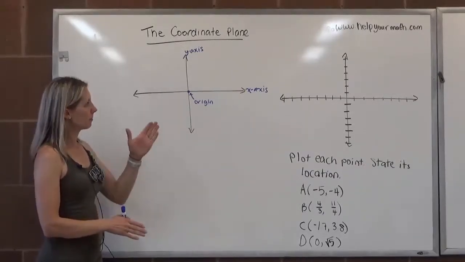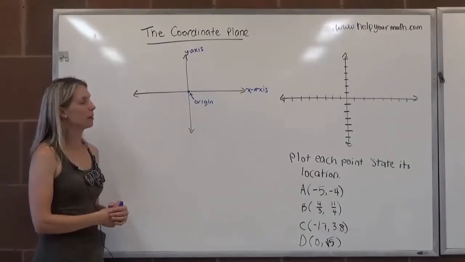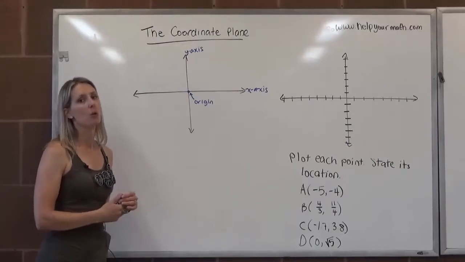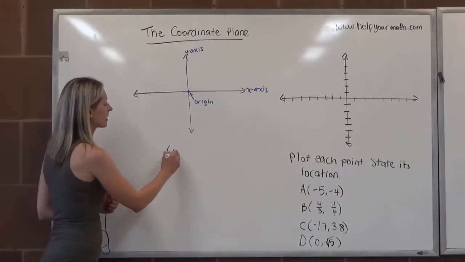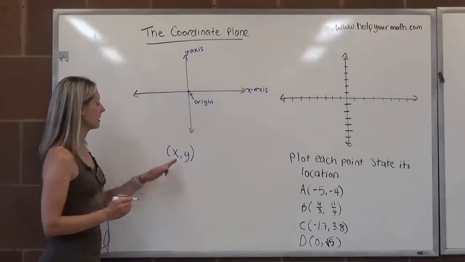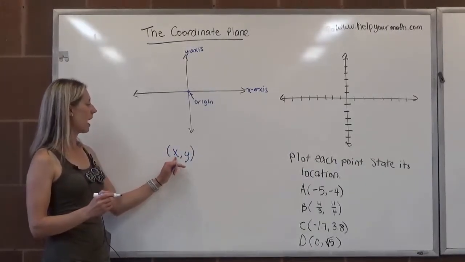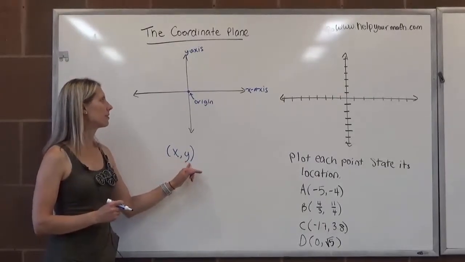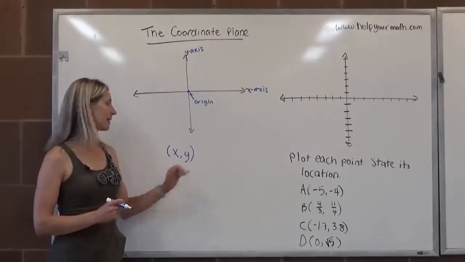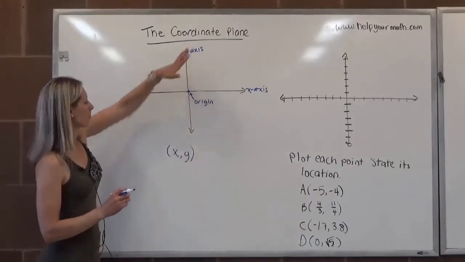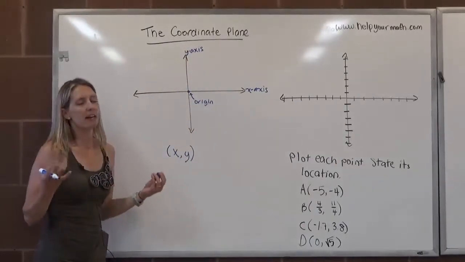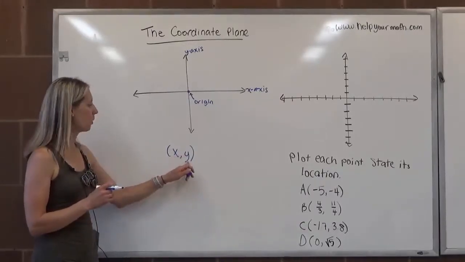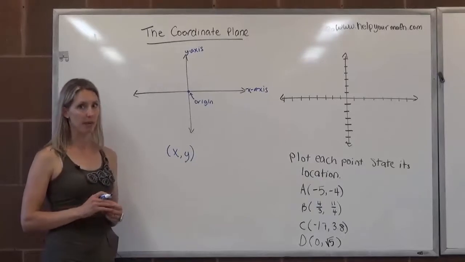When we represent anything in the coordinate plane, we represent the specific points using an ordered pair. Ordered pairs are always of the form x comma y. And what that means is that this is telling us how much left or right this particular spot is from the origin. This one tells us how much above or below the x-axis we are. So it's like a set of directions. This one is always how far we move left or right. This one is always how far we move up or down.